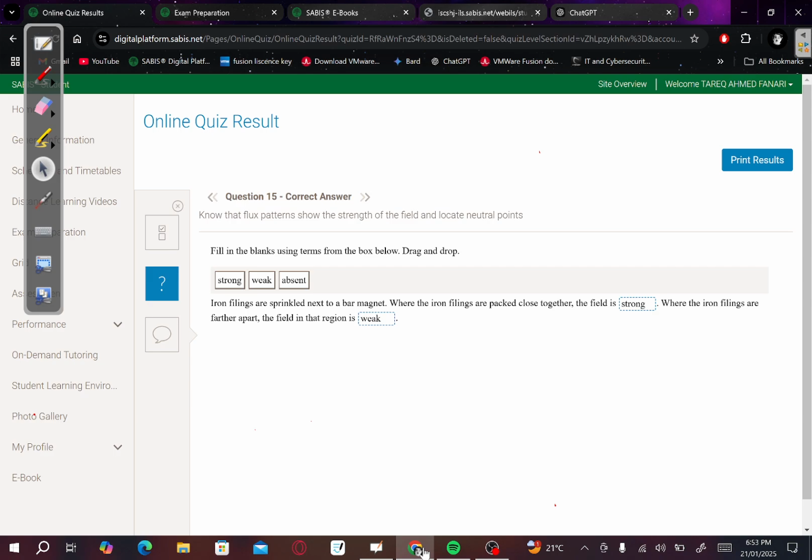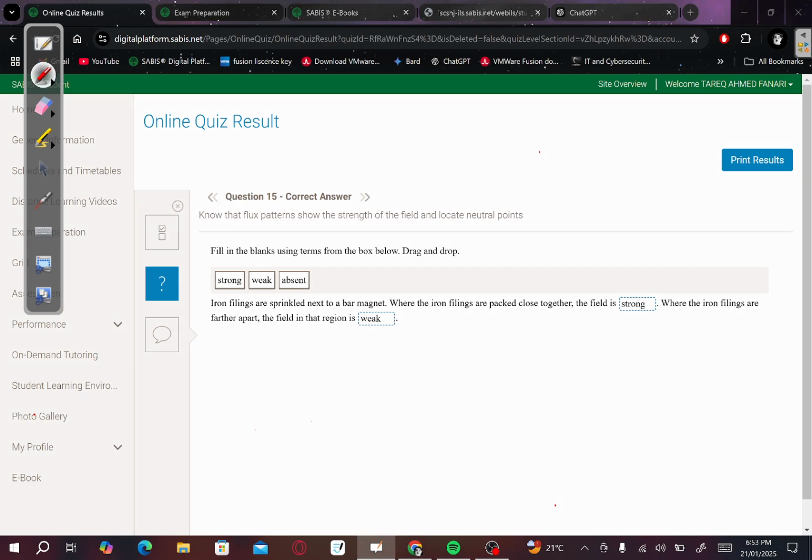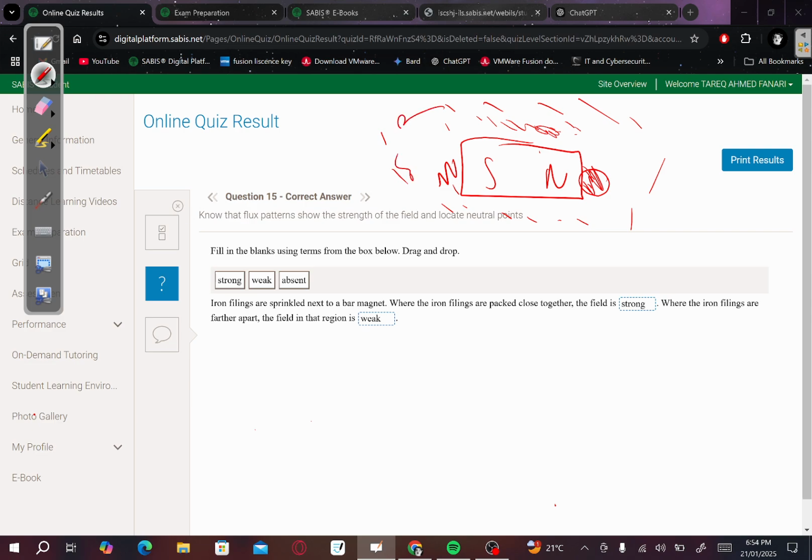Iron filings are sprinkled next to a bar magnet. This was in the grade 6 science book, and I remember it very clearly. Where the iron filings are packed close together, the field is strong. So you have a bar magnet here, and these are the iron filings. They're very close to each other right near the poles, like this. However, far away they're spread apart. You notice how they were close here and here, and here they're very spread apart. This is what they mean.